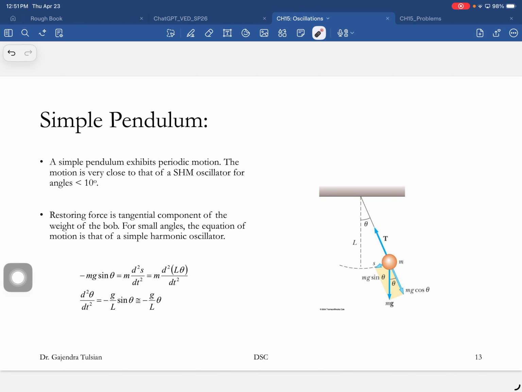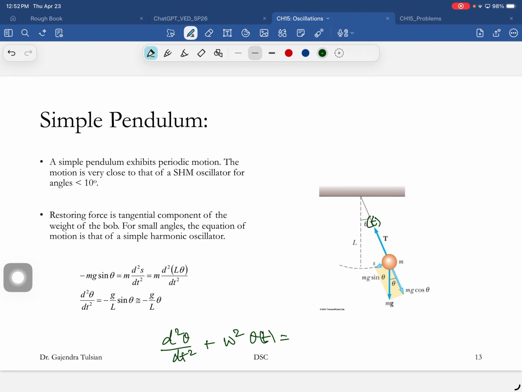Here's a simple pendulum. The configuration of this system can be measured by that angle. We'll disturb the system like this and let go. And how does this function behave? The differential equation is exactly the same: d squared theta by dt squared.